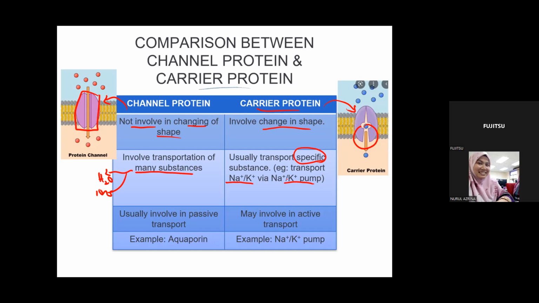Okay. The third one is channel protein usually involved in passive transport. Okay, ingat balik apa maksud passive transport? Passive transport is a kind of transportation that does not use energy. So bila kata not use energy means it transports substances from high concentration to low concentration. Macam dalam gambar ni. Nampak tak? Here you have high concentration and here is low concentration. So it moves or transports substances down the concentration gradient.